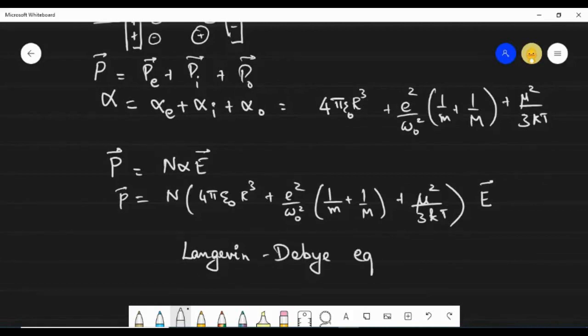So in today's class, we have discussed 4 different types of polarization and arrived at expressions for polarizabilities and the net polarization. Thank you for now.